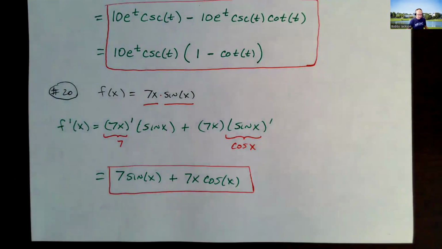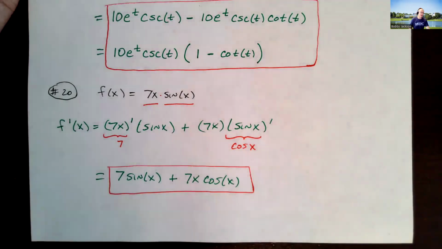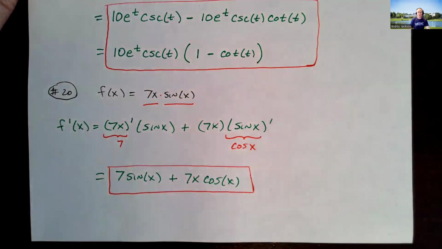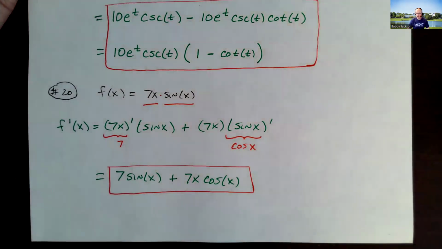So again, two easy ones in a way to finish out. Just remember we have the rules of the six trig functions together with all the other rules that we've learned so far, product rule, power rule, quotient rule, etc. Okay, hope this helps.